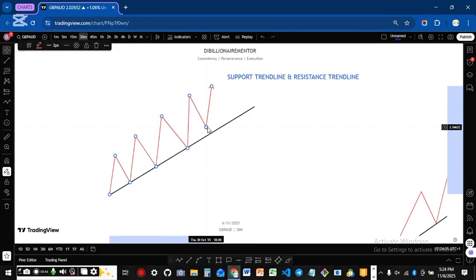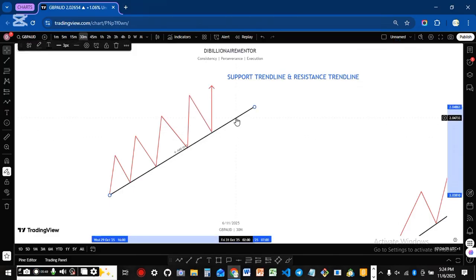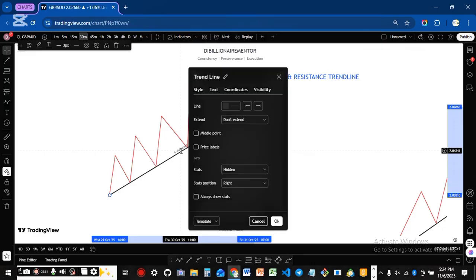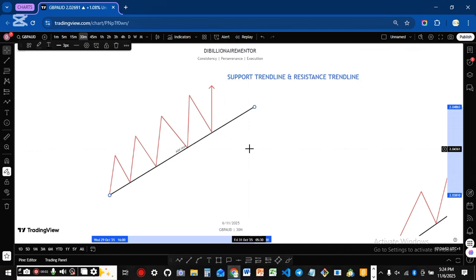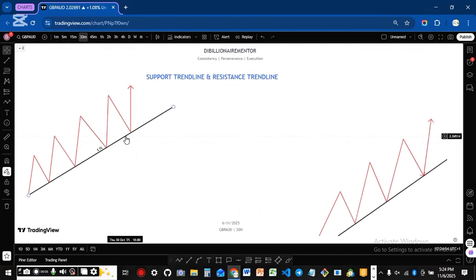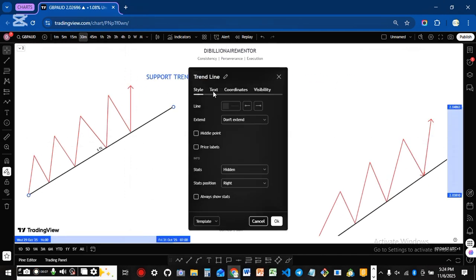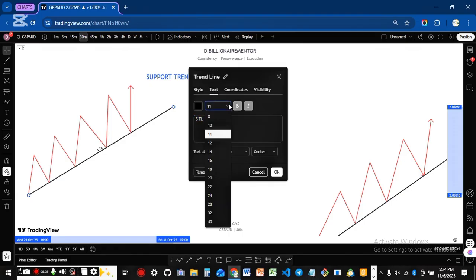So you could easily label this part your support trend line. You want to double click on it, then type your name, support trend line. Then you have your resistance trend line. Let me make the text a little bit bigger. Let me give the example, say 14.